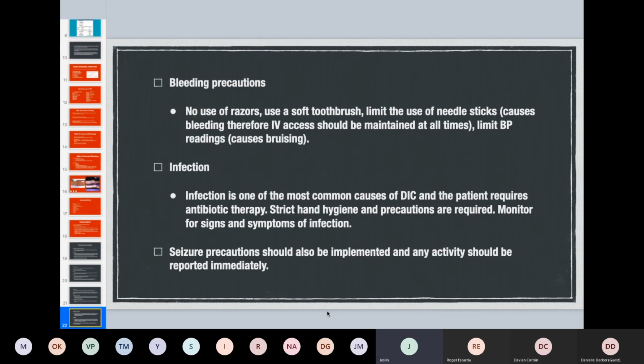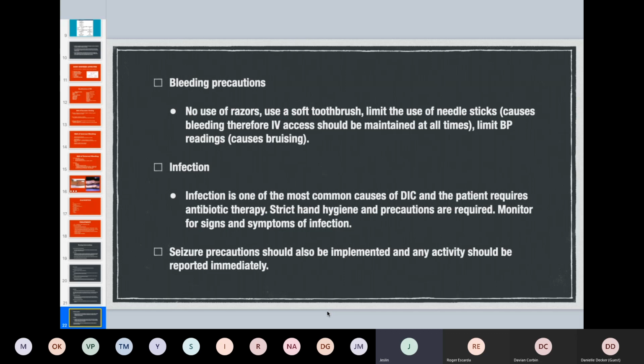And lastly, these are a couple of precautions that you have to take. So bleeding precautions: you cannot use razors. You have to use a soft toothbrush, and you have to limit the use of needle sticks. You have to make sure that the IV access is always patent and maintained, because the more you prick at the skin, the harder it's going to be to control the bleeding. It's also very important that you limit BP readings and do not use an automatic blood pressure machine, because it can cause bruising.